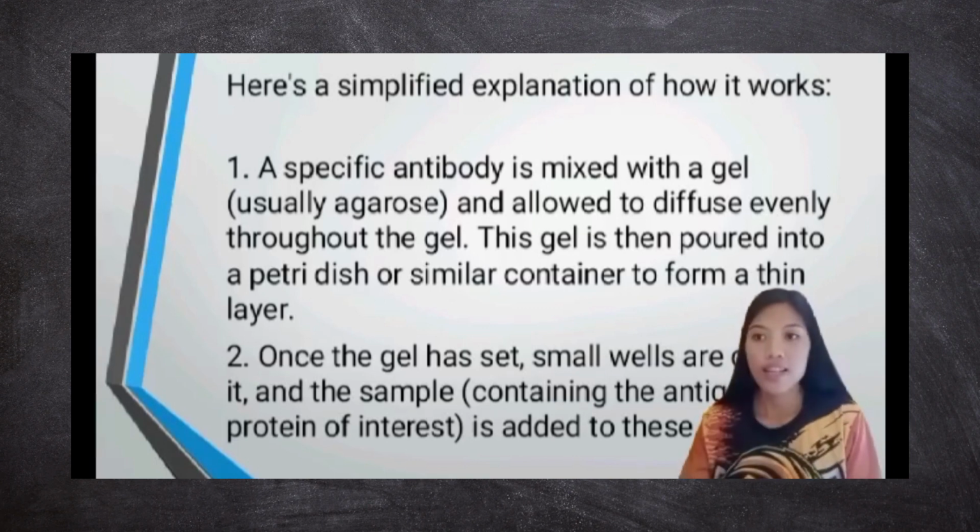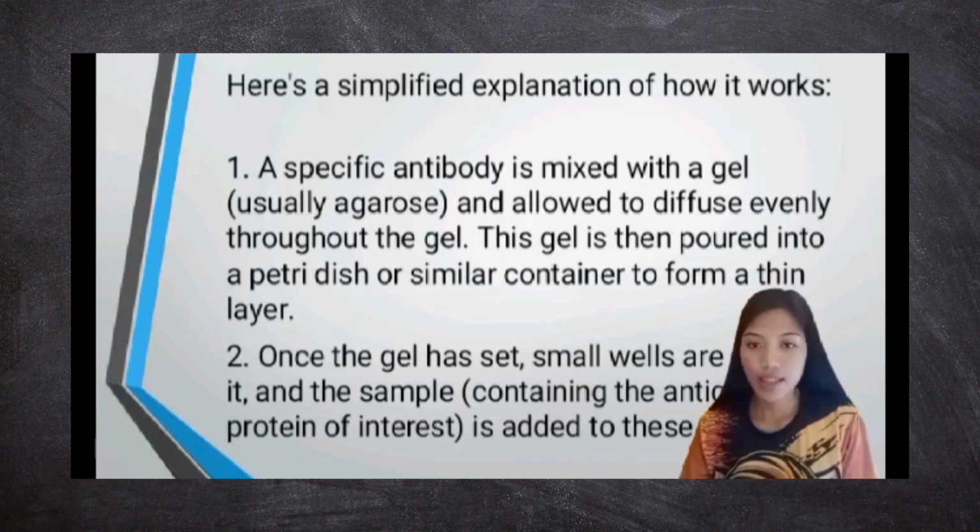First, a specific antibody is mixed with a gel, usually agarose, and allowed to distribute evenly throughout the gel. This gel is then poured into a petri dish or similar container to form a thin layer. Second, once the gel has set, small wells are cut into it, and a sample containing the antigen or protein of interest is added to these wells.